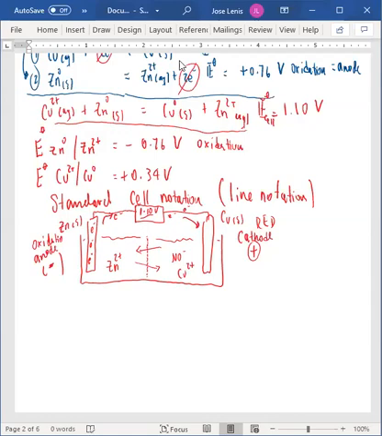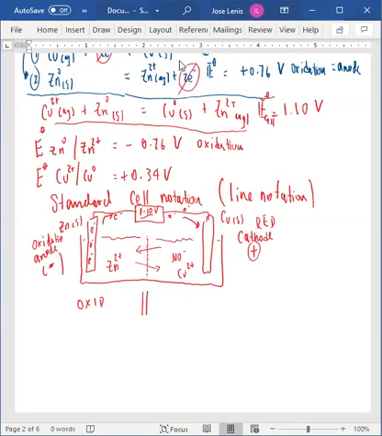We can represent this apparatus using something that we call the standard cell notation. And that goes this way. Always start with the oxidation. So I'm going to represent oxidation first here. What is happening here at the oxidation cell? And I'm going to represent my salt bridge using these parallel lines.